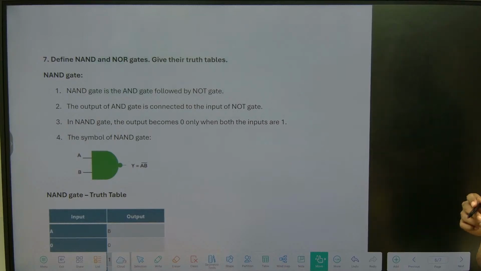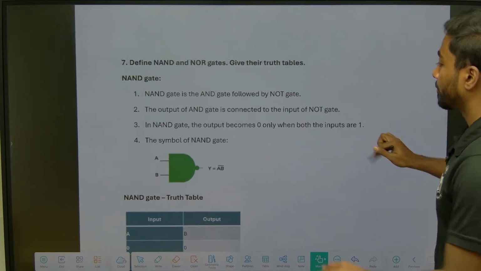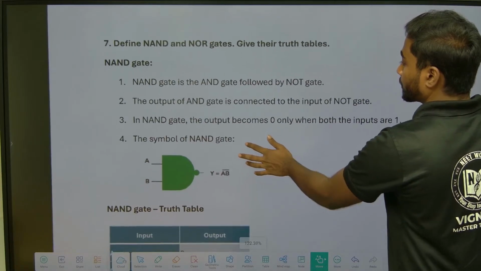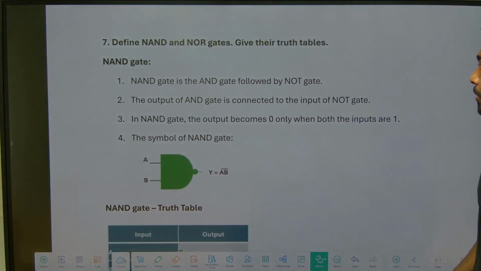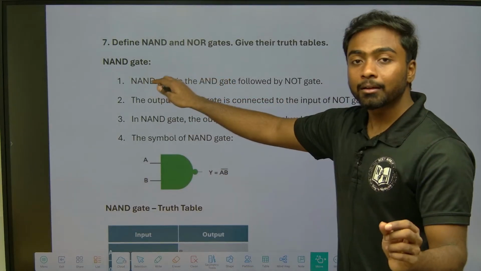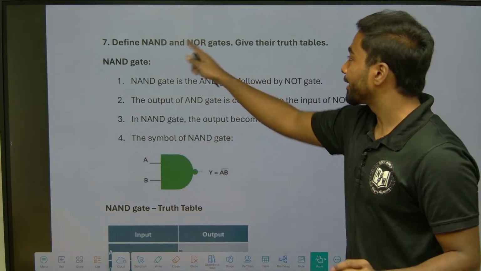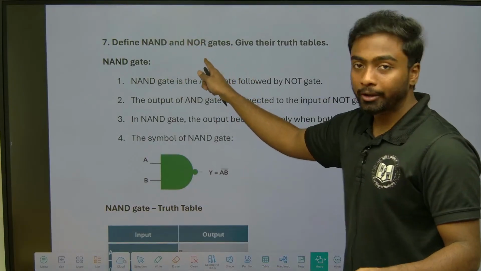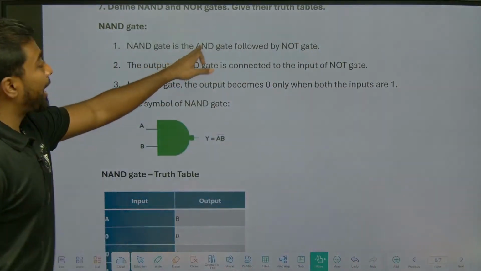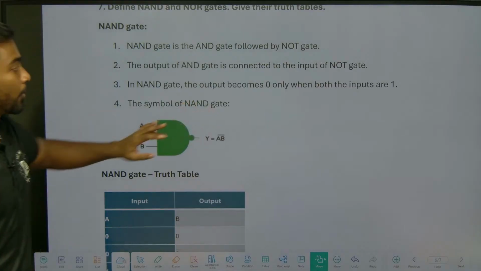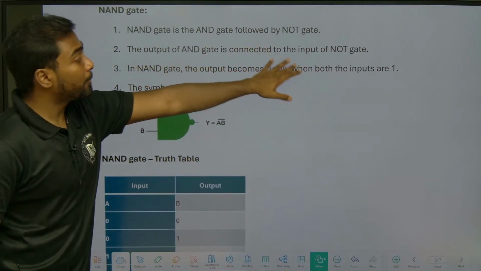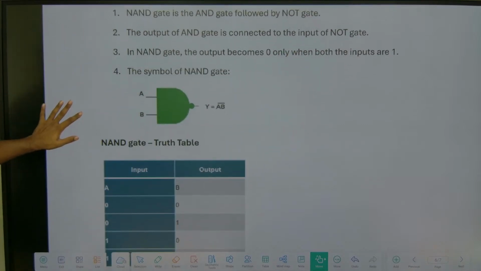So the next question is, define NAND and NOR gate. NAND gate and NOR gate. So AND gate and OR gate are there. Instead of AND and OR, we are representing a circle in front of the AND gate and OR gate. It becomes NAND and NOR gate. So NAND gate is the AND gate followed by NOT gate. The output of AND gate is connected to the input of NOT gate.